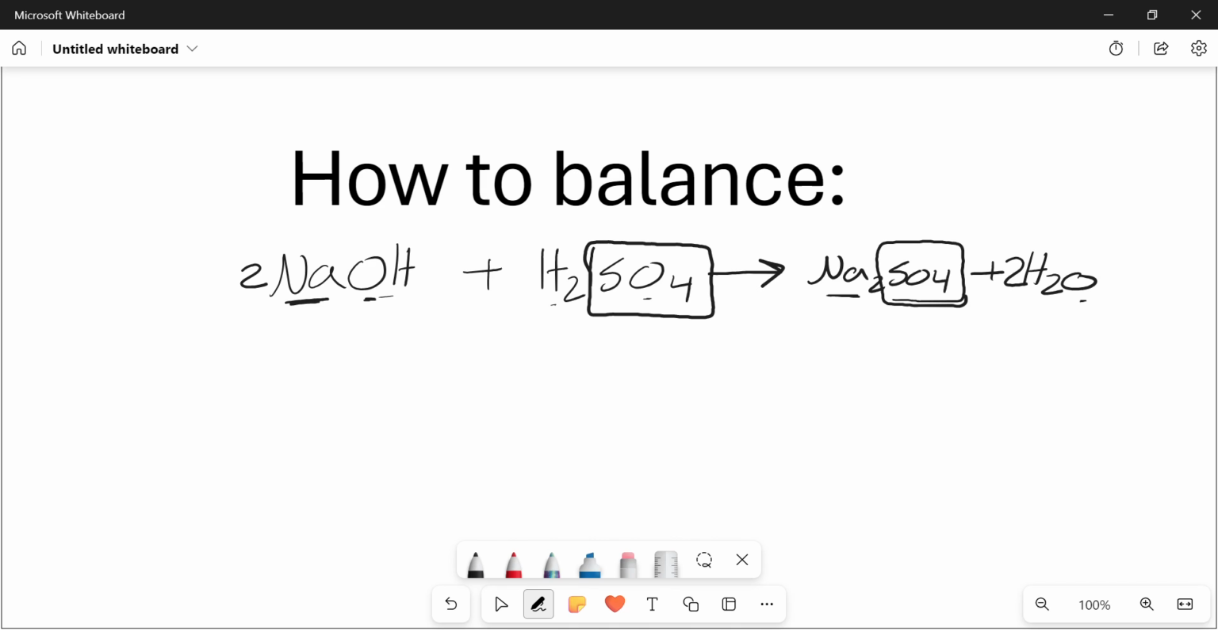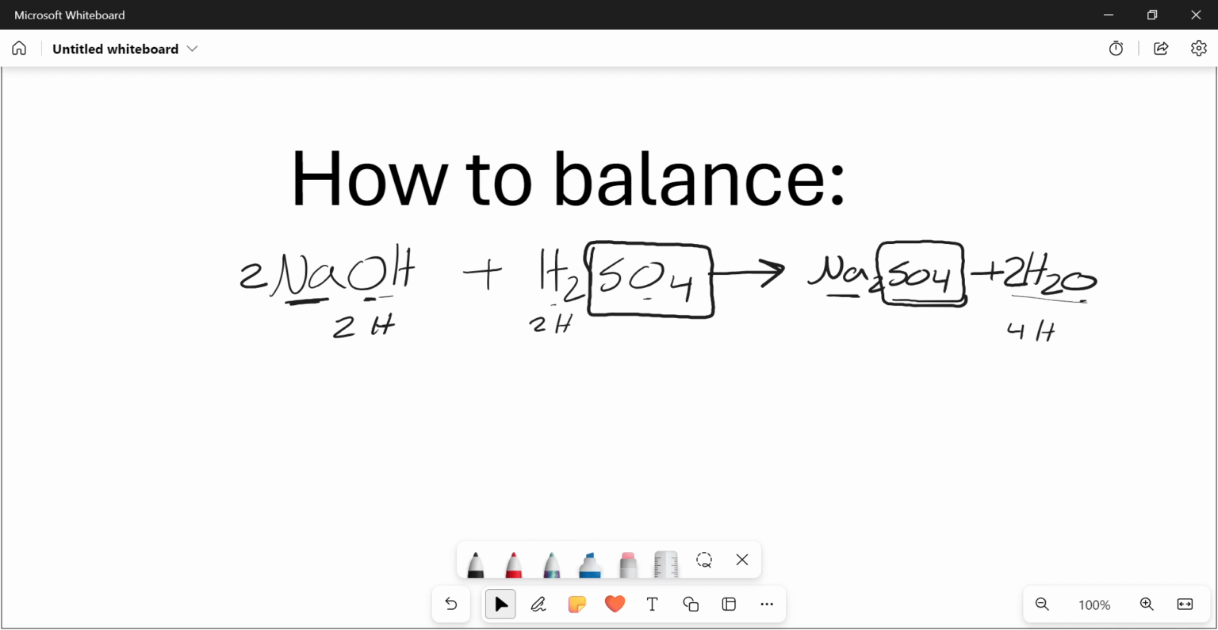Here we have 2 hydrogen atoms. We can write it here. Here we have 2 hydrogen atoms. We can write it here. And here in the 2 water molecules, we have 4 hydrogen atoms. This means that hydrogen is balanced: 2 and 2 hydrogen atoms, which have a total of 4 hydrogen atoms.